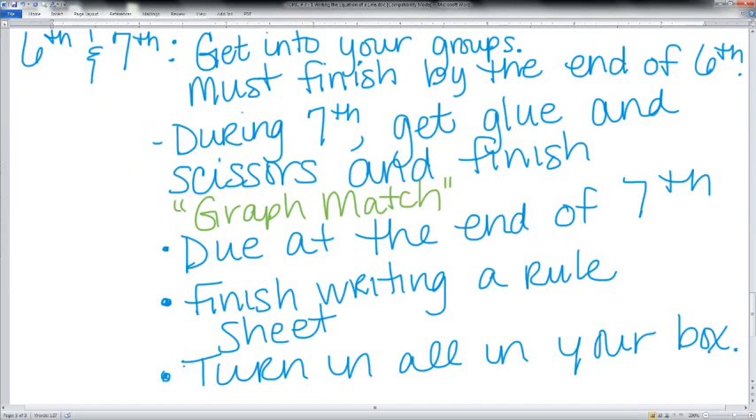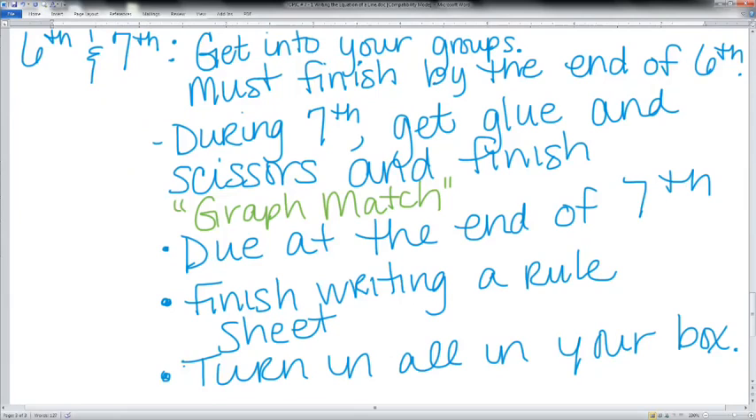During 7th period, I want you to get the glue and the scissors behind my desk. Hand those out. Finish your graph match. It is due at the end of 7th. I want you to work quickly because I have another assignment for you that you do need to finish. It is writing a rule. You may still work with your groups, but if you don't finish, you have assigned yourself homework, and I will be collecting it. I want everything to be turned in your box. So please, your graph match is due.